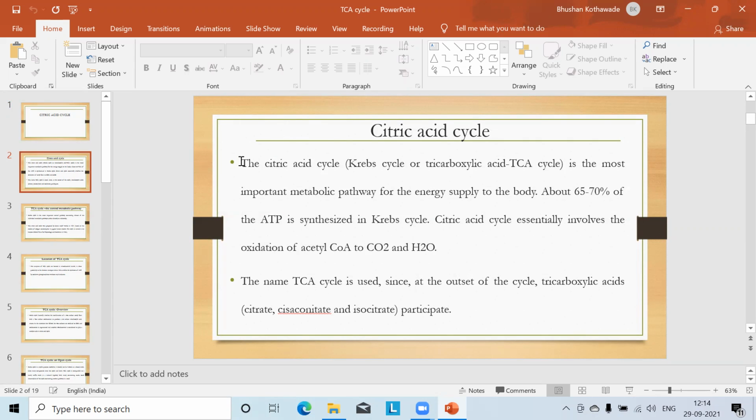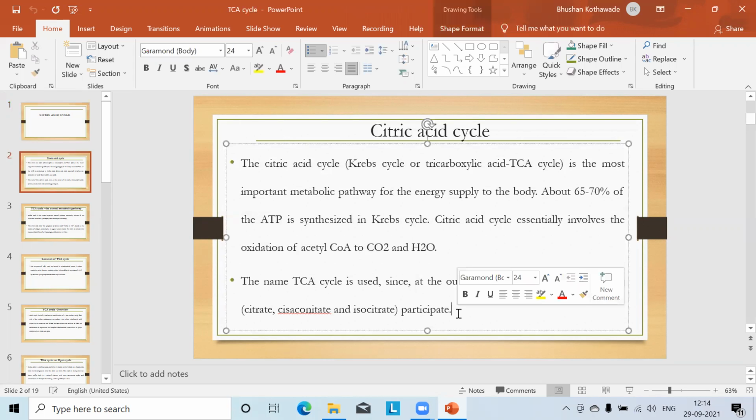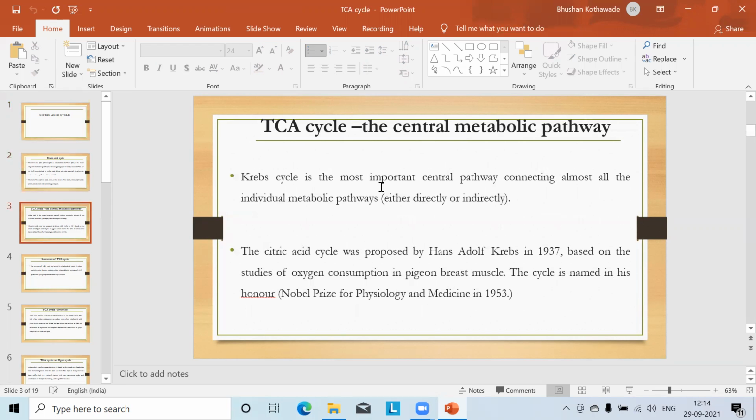So, citric acid cycle is the important pathway because around 65 to 70% ATPs are synthesized in the citric acid cycle. The name citric acid cycle is used because the three acids, that is tricarboxylic acids like citrate, cis-aconitate, and isocitrate, participate in this cycle, and therefore it is called the tricarboxylic acid cycle or TCA cycle. The TCA cycle is the central metabolic pathway of the carbohydrate metabolism because it connects to almost all the pathways in our body directly or indirectly.